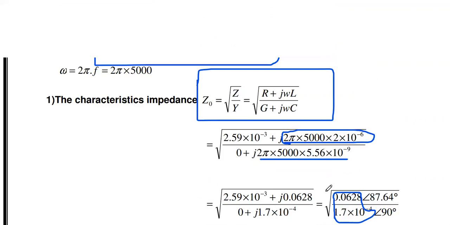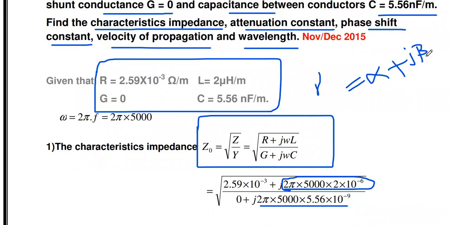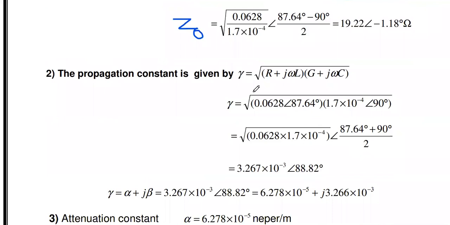Then the next question is the attenuation constant and phase constant. Attenuation constant means alpha, phase shift constant means beta. Alpha plus j beta is nothing but the propagation constant, gamma. So within the propagation constant, the two constants are available. That's why, in order to find alpha and beta, we have to find the propagation constant first. What is the formula for the propagation constant?